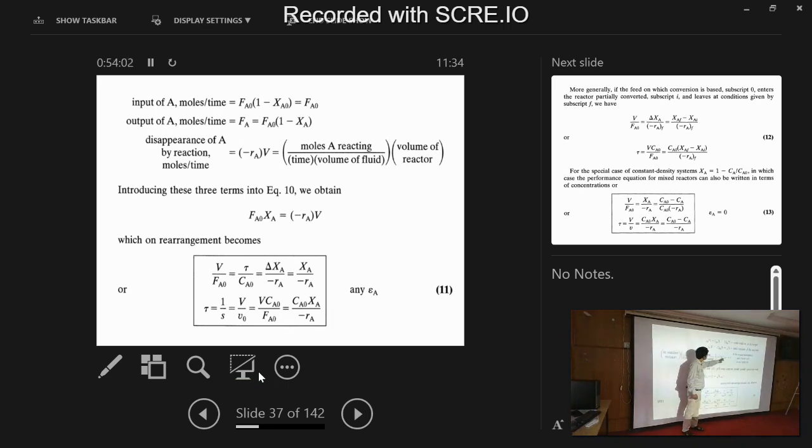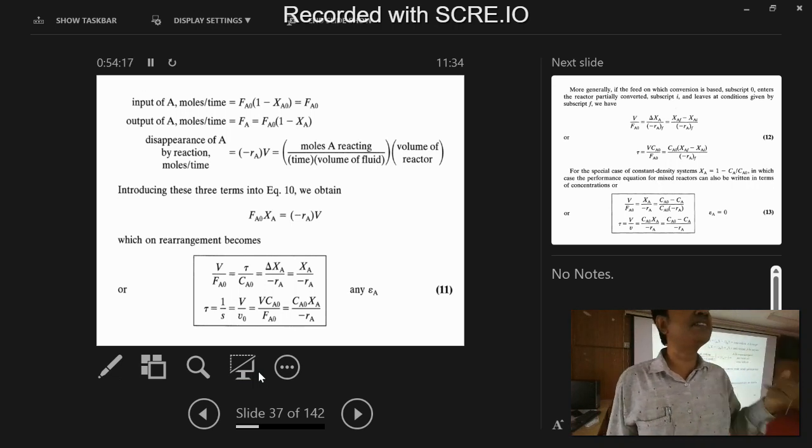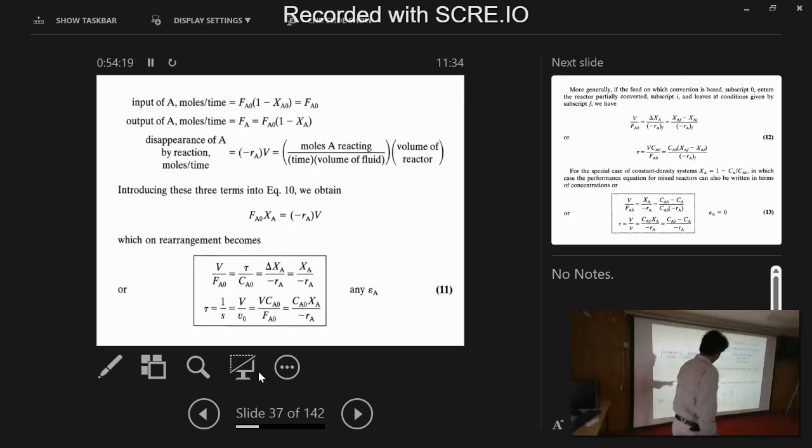If I substitute, the disappearance is minus RA V, fine. Accumulation is zero, and we end up with it. So the performance equation for CSTR is V by FA naught is equal to tau by CA naught is equal to XA by minus RA. That is the final performance equation for CSTR.